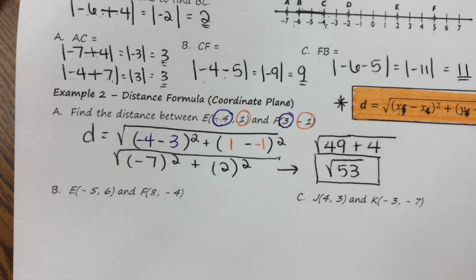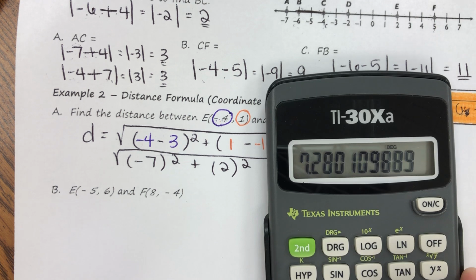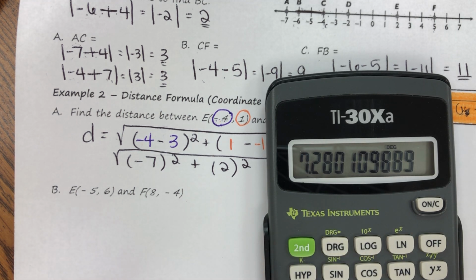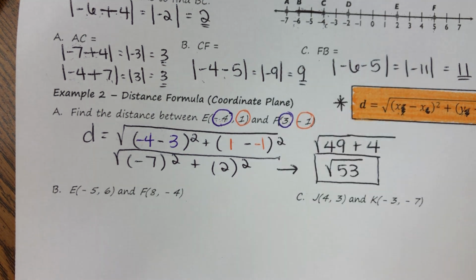Now, if we're talking about the size of something in math, right? Like the size of that piece of wood, the length of that piece of wood is square root of 53. I don't know what that is, right? So then it would be helpful to kind of know, okay, 7.28. So that's about 7.3 feet or inches or whatever.